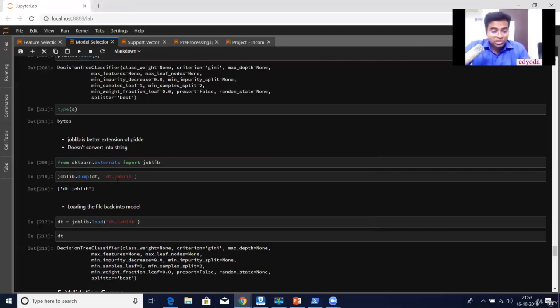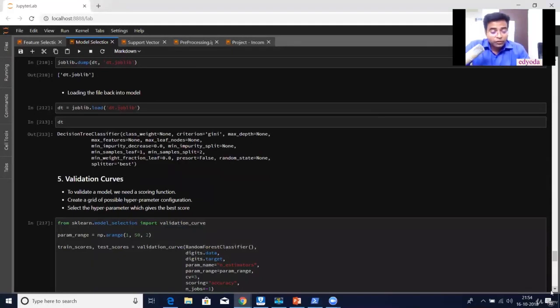You can ship it to the customer, and once anybody gets the file, he or she just does joblib.load and the file name. This is the model that has been returned. After this you can use fit, predict, whatever you want. And remember, if you use fit, it will forget the previous training. If you do predict, of course it will use the trained model and proceed further.